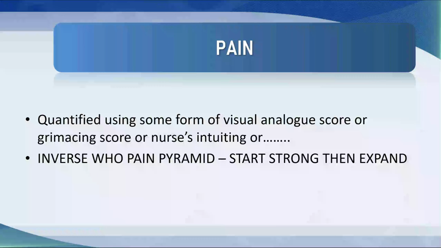Let's look at pain. Pain is quantified using some form of visual analog score, or perhaps the patient is grimacing and the nurse's intuition tells them that the patient is in pain. And for this, the treatment is an inverse pain pyramid. When you're a medical student, you're told to start with mild analgesics and work your way up. That's not how it works in perioperative medicine and in critical illness. We start with the strong stuff and work our way backwards. So we have our inverse pyramid.